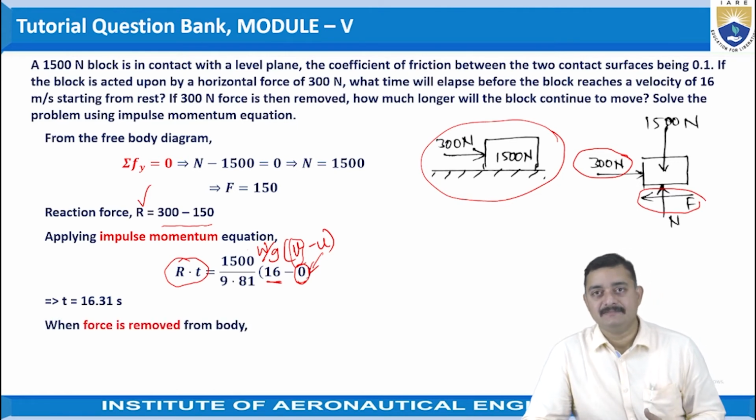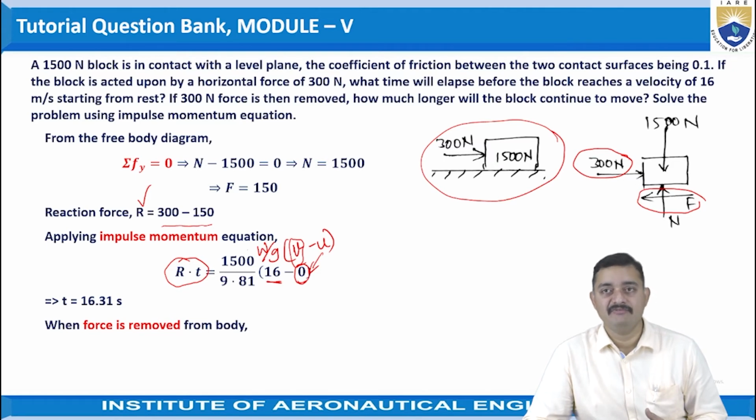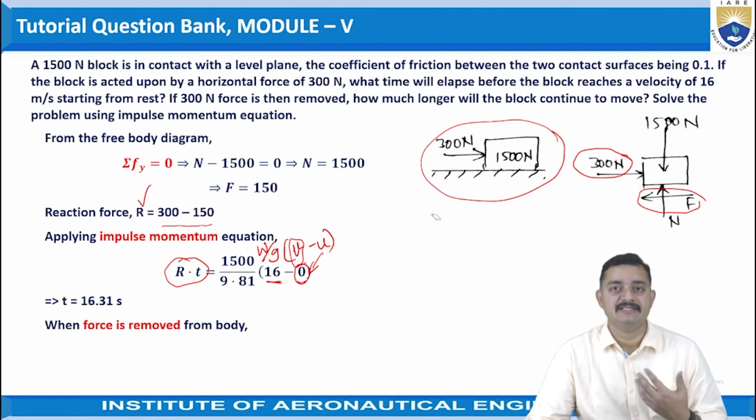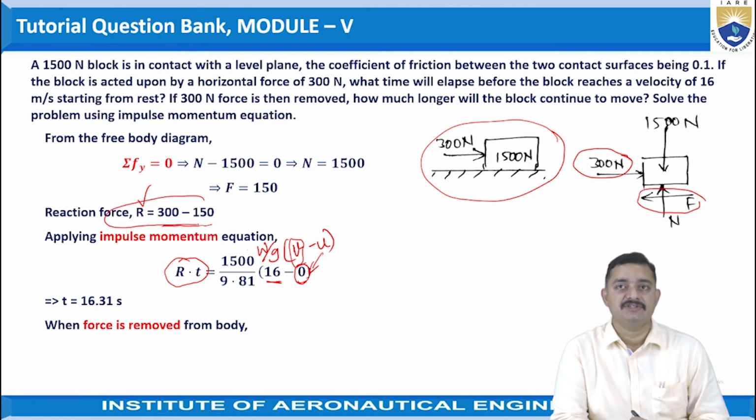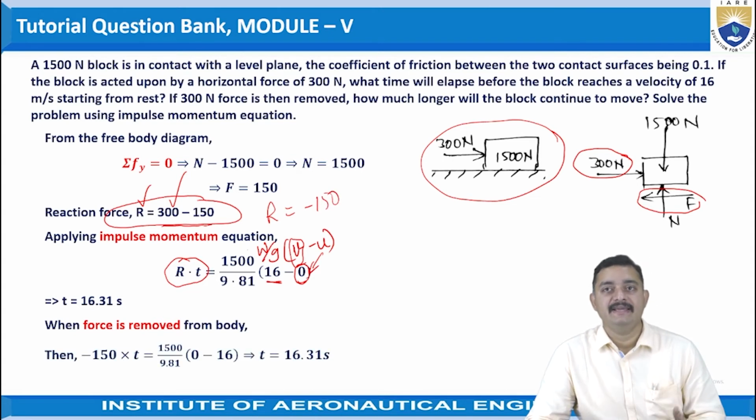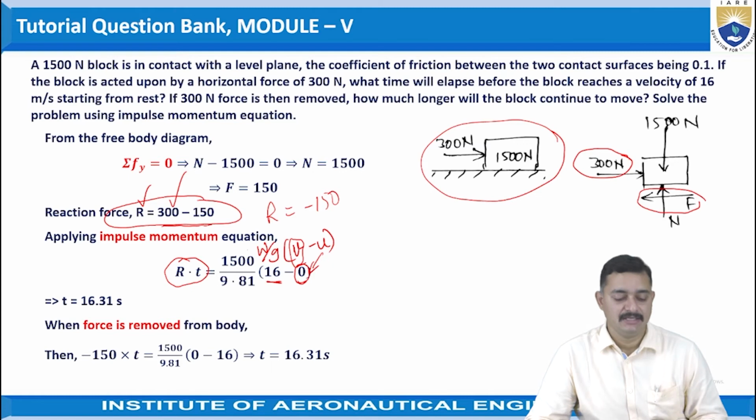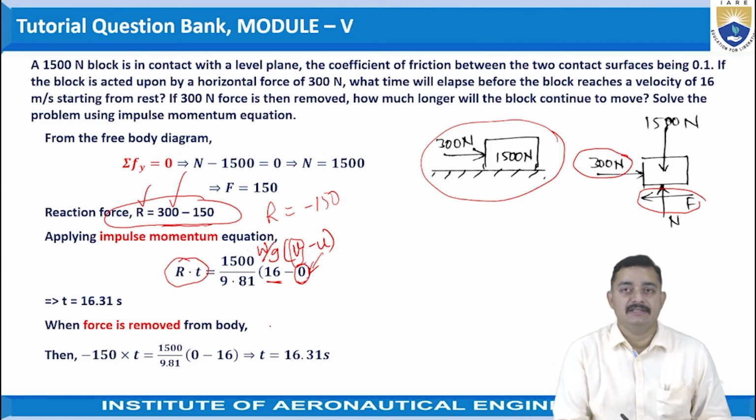Now, as the second case, when the force is removed from the body, that means once the speed of 16 meters per second is achieved, what is happening? We are removing the force of 300 newtons. So, ultimately, from the reaction force, if the 300 newton force is removed, then it would be left with minus 150. So, when we apply the impulse momentum equation again for the second case, we get minus 150 into t is equal to 1500 by 9.81 times the final velocity minus initial velocity.